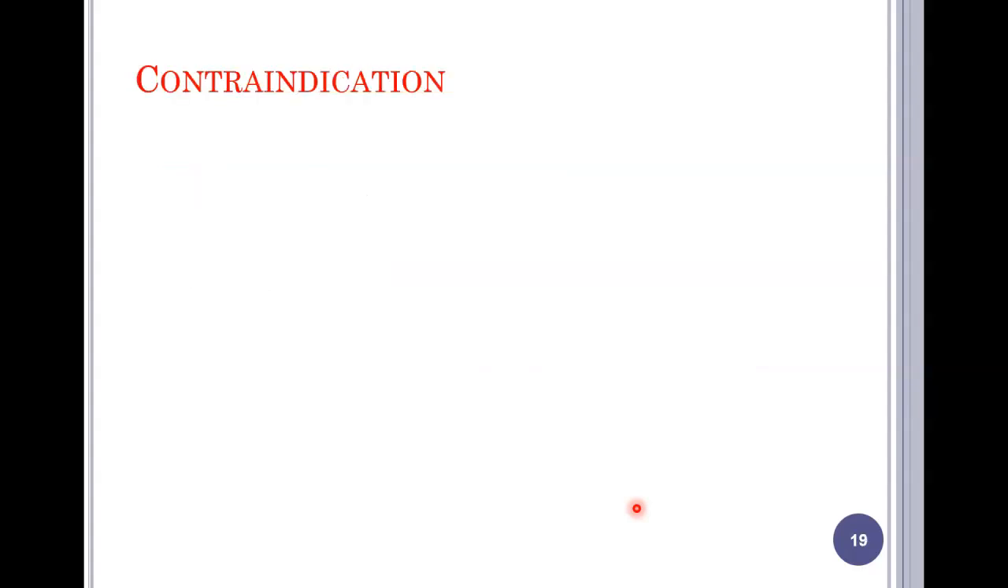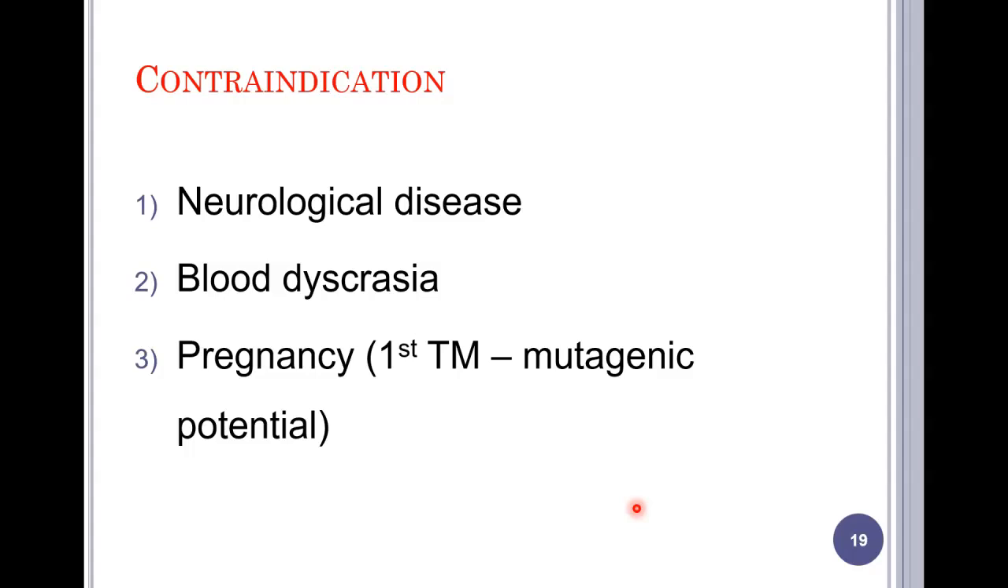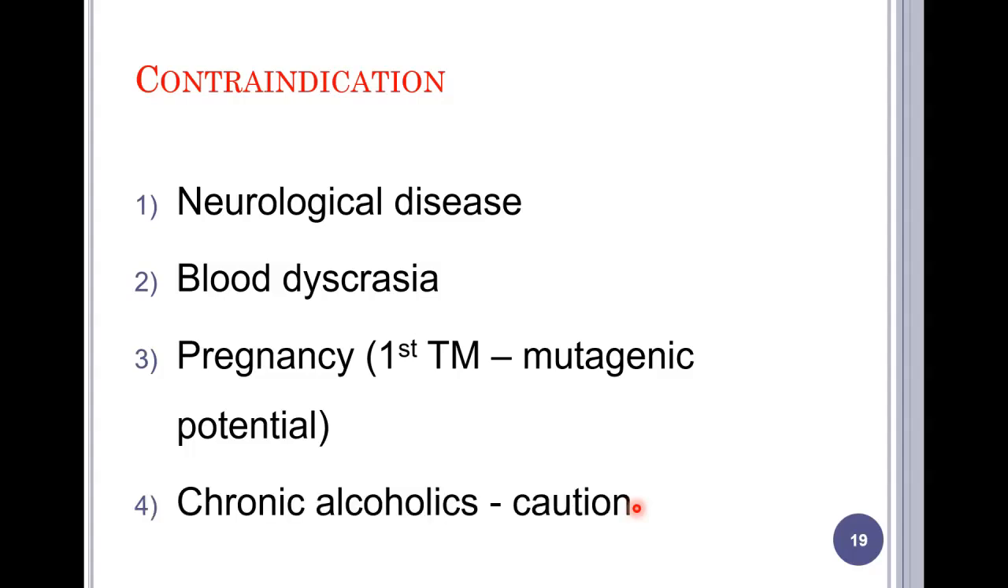Because of this, metronidazole is contraindicated in neurological disease, blood dyscrasia, and in the first trimester of pregnancy because of its mutagenic potential, and it should be used in chronic alcoholics with caution because of disulfiram-like intolerance.